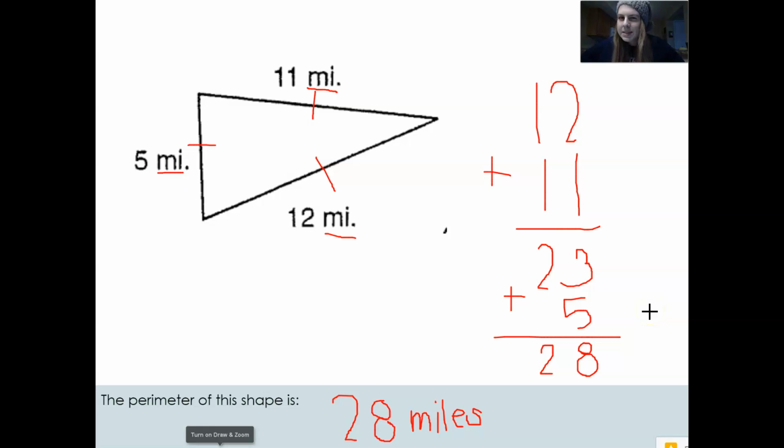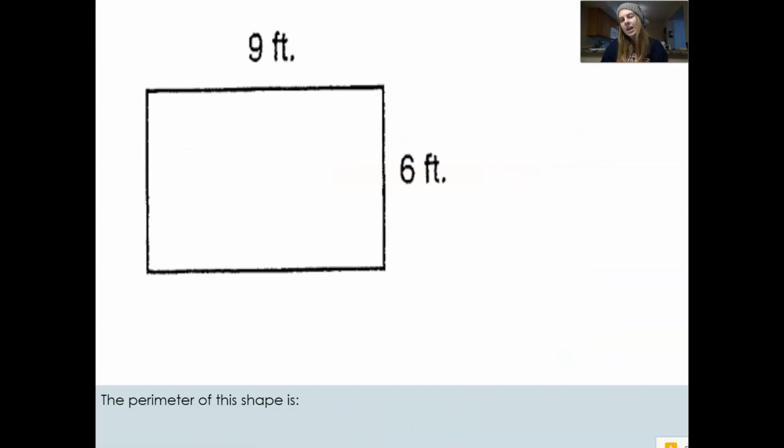But sometimes adding up a perimeter is not as simple as this triangle. This triangle was kind to us because we knew all of the side lengths. And if we know all of the side lengths, then all we have to do is plug it into an equation and add. But what happens if we get a shape and we don't know what the length of each side is? How are we supposed to find the perimeter? Let's look again at this first shape. 9 by 6. It's a rectangle, it's a quadrilateral.